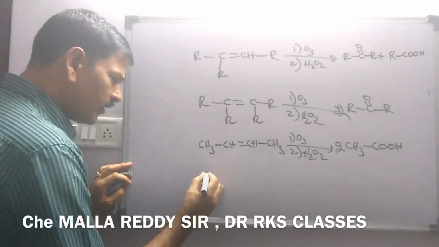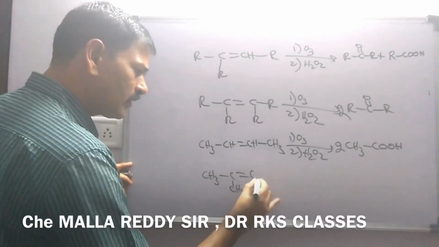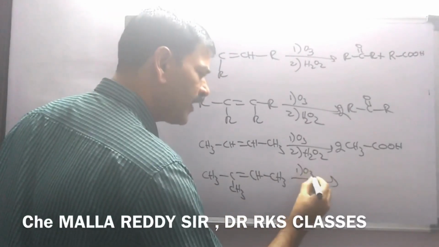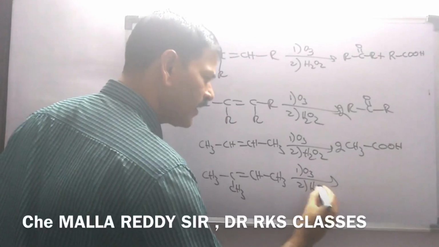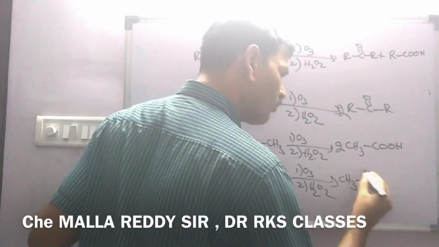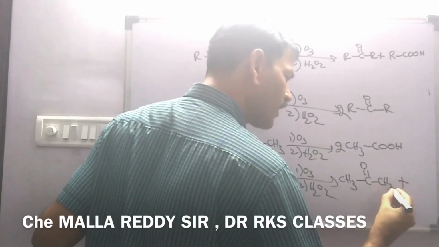Similarly, here 2-methyl-2-butene on oxidative ozonolysis, you are getting 1 mole of acetone and 1 mole of carboxylic acid, that is acetic acid.